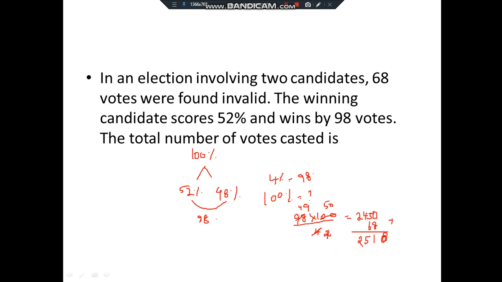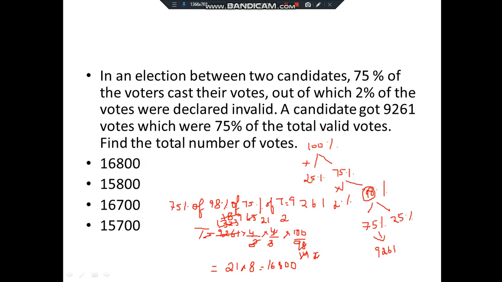Okay, we'll go with the final one. Please listen to this very carefully because it is quite confusing, but if you understand the concept, it is very easy. I will give you the shortcut, the tree method. See, in an election between two candidates, 75% of the voters cast their vote, out of which 2% of the votes were declared invalid. A candidate got 9261 votes, which were 75% of the total valid votes. Find the total number of votes.